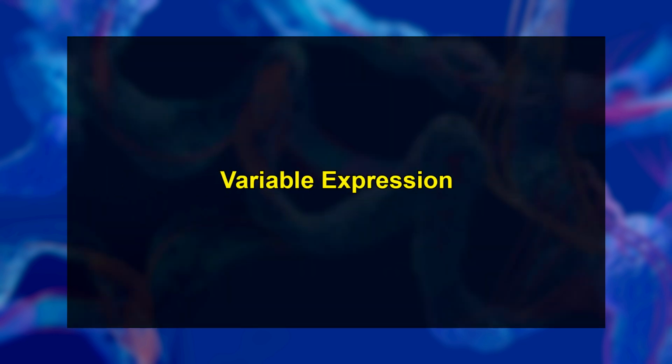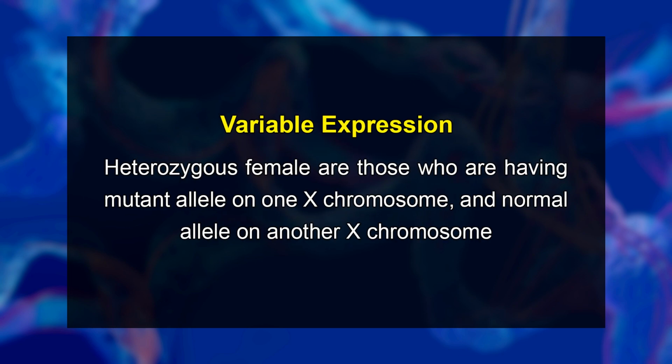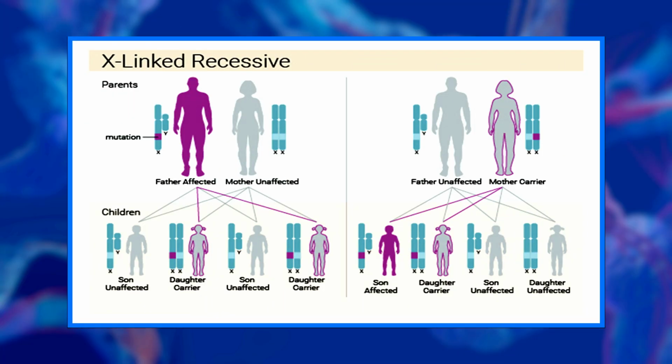Dear students, let's now discuss the variable expression. Heterozygous females are those who have a mutant allele on one X chromosome and a normal allele on the other X chromosome. A heterozygous female may have a variable expression of an X-linked recessive disorder due to the random process of X inactivation, involving inactivation of the X chromosome with a mutant allele in some cells, while inactivation of the X chromosome with a normal allele in other cells. That is called a mosaic pattern.